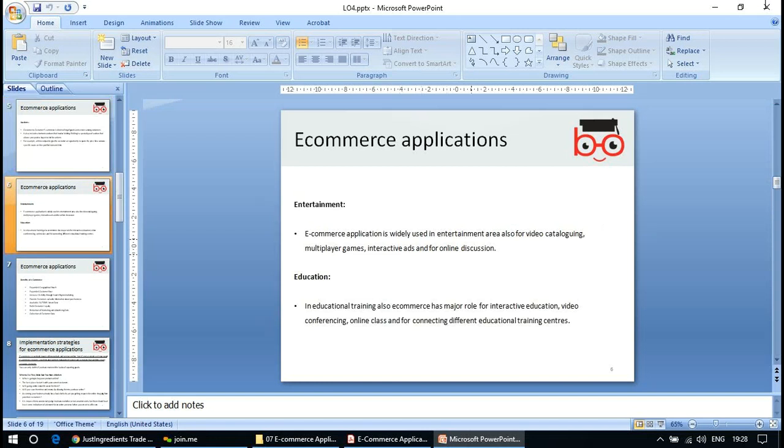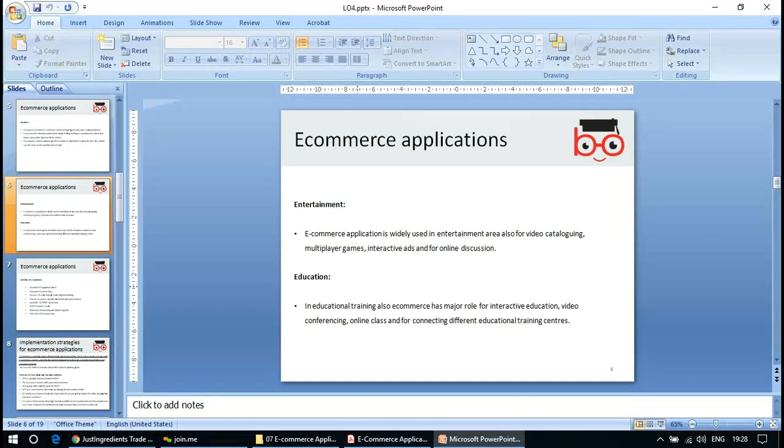And entertainment. E-com applications are widely used in the internet entertainment area, also for video cataloging, multiplayer games, interactive aids, and online discussion. So entertainment is not limited. For example, you are selling audio, you are selling video, and you are selling lots of things as an e-com application.